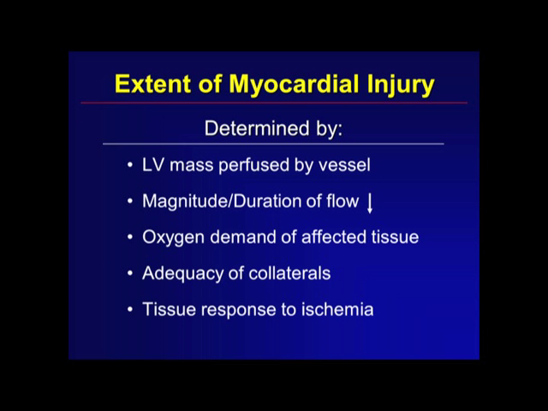Okay, so what determines how much injury there is? Well, there's a lot of things. The first question is, how much of the heart muscle is being perfused by the artery that's being blocked? How long is the duration of the lack of blood flow? What are the oxygen demands of the tissue affected? Do you have collaterals? And are the tissues young or old? Old heart muscle does less well with ischemia than young heart muscle. Your compensatory mechanisms to deal with injury are better than in a patient that's older. Okay, so these are some of the mechanisms that determine how much injury is going to be.